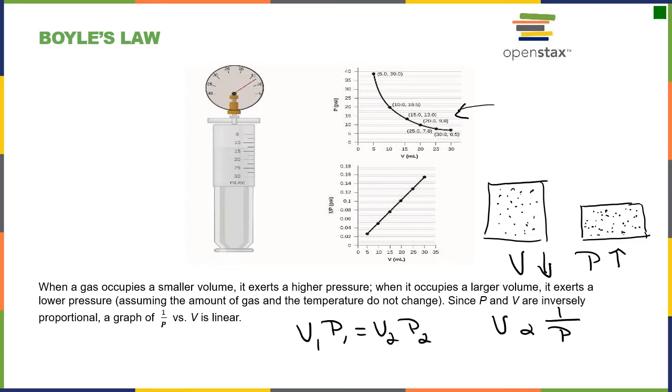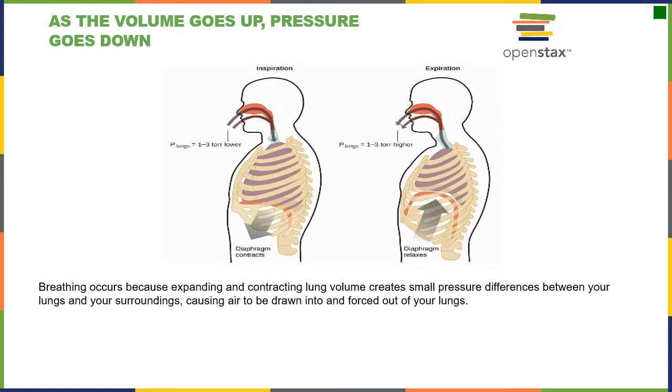As one goes up, the other one goes down. This, by the way, is Boyle's law. They all have names. There you go. They have names. All right, so we breathe by a volume and pressure change in our lungs.